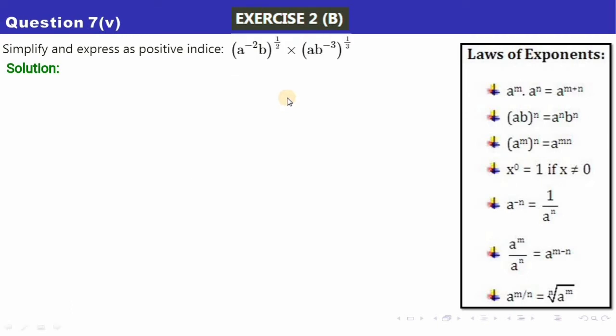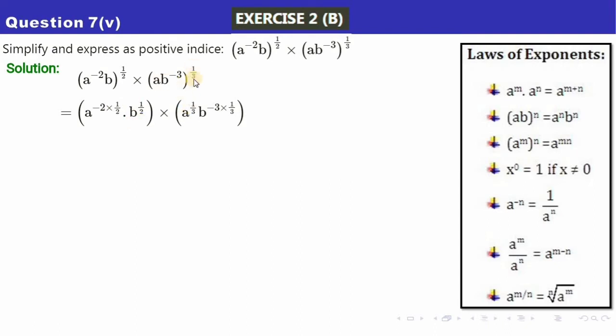Let's have another fifth question. So this is given to you as usual. We will open up the bracket and we will multiply the power. So minus 2 into half, and this is b to the power half. Similarly this is a to the power minus 1 by 3, and b to the power minus 3 into 1 by 3. Okay, so 2 and 2 get cancelled. Similarly here 3 and 3 get cancelled.